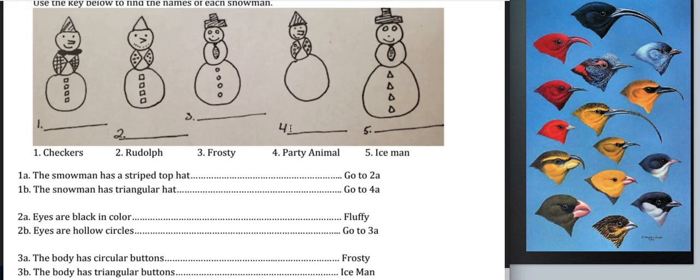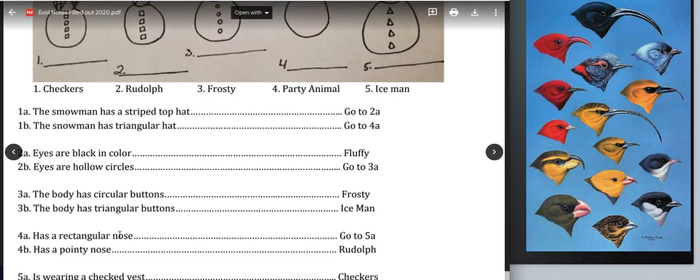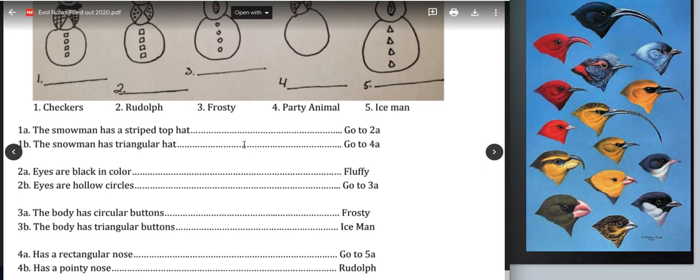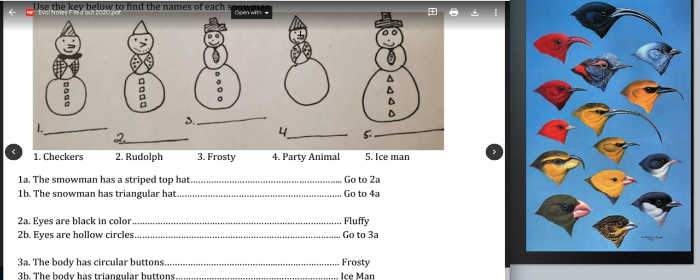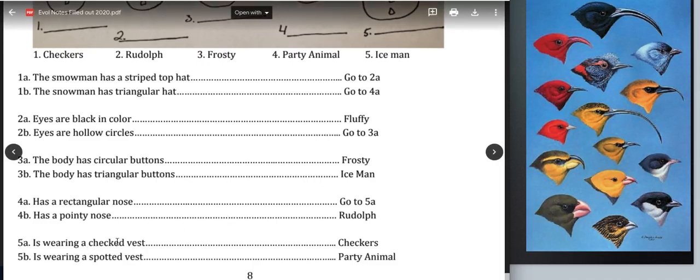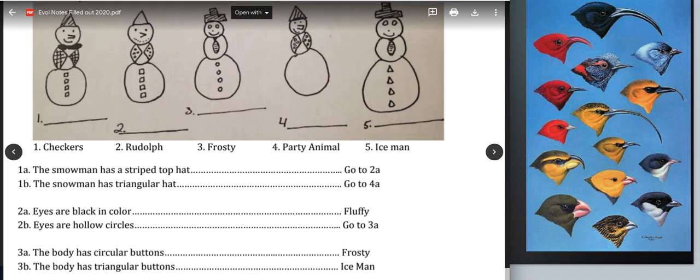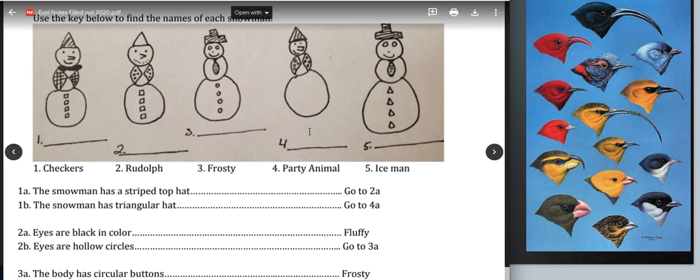All right, number 4. And you can pause the video here if you want to find out number 4 for yourself. Number 4, he has a triangular hat. So I'm going to skip all the way down to 4. Does he have a rectangular or pointy nose? Well, right here, that is definitely rectangular. So he's got a rectangular nose. Go to 5A. Is he wearing a checkered or a spotted vest? His vest is spotted. So this is Party Animal. Yep, this is Party Animal.